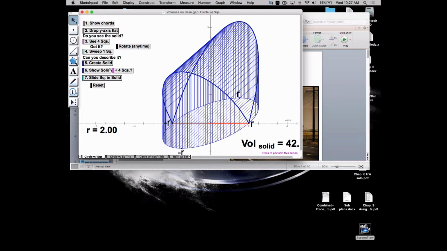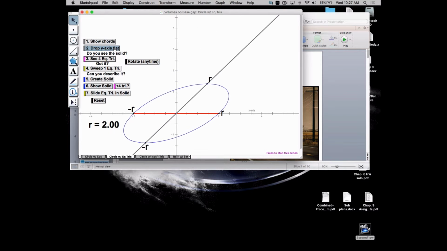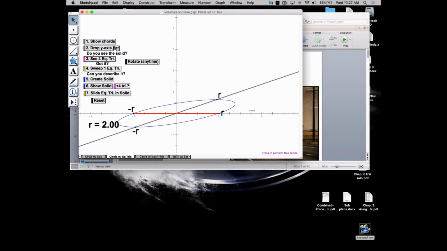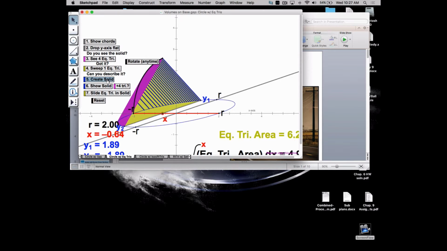So let's look at what happens when, instead of a square stacked on top of this, we stack equilateral triangles. So again, drop that thing flat, and if we sweep one of them, well, there's 4 of them, I don't care about those, you go away. Sweep one of them, and then we'd like to see what happens when it leaves it behind, and so we end up with that weird looking thing.